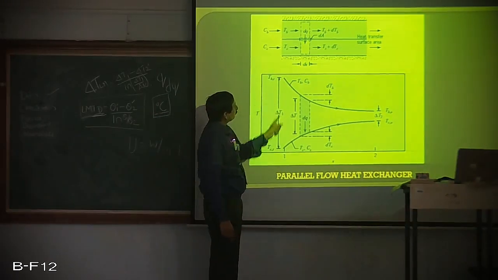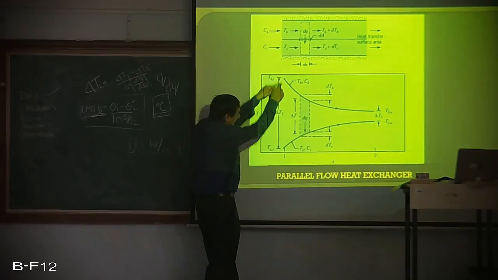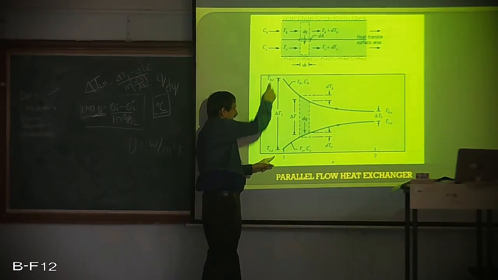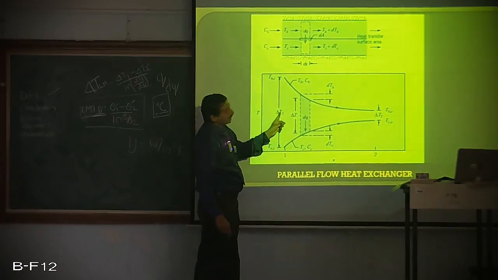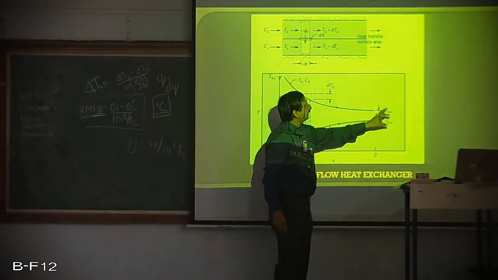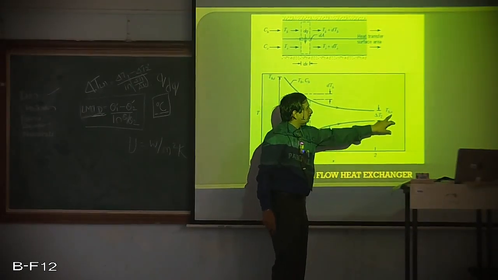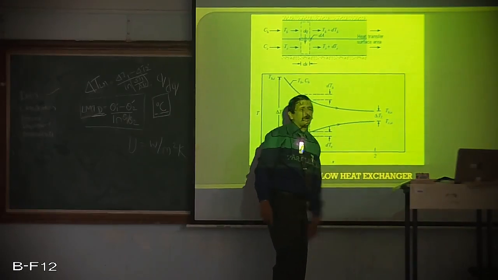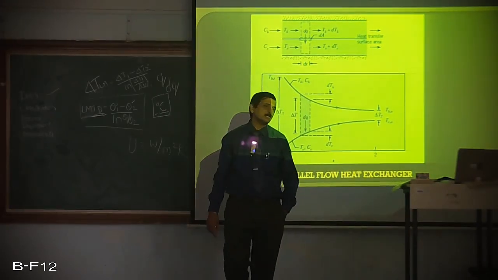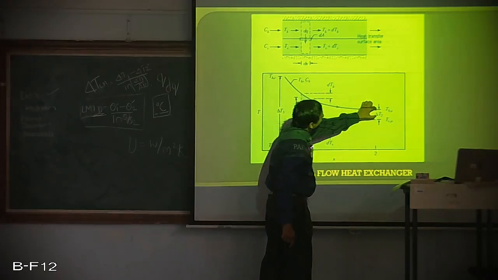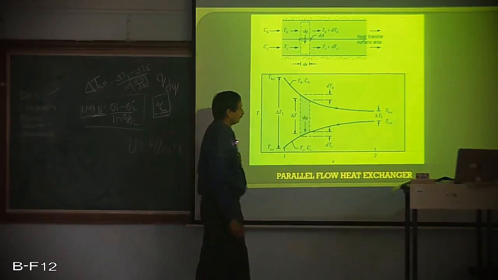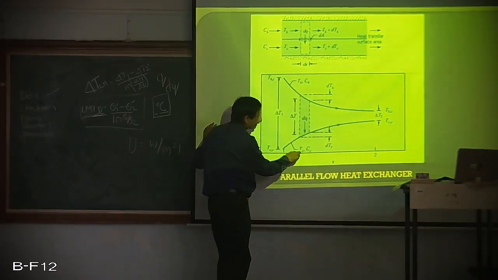Now, what is this delta T1? It is at the inlet. So T_HI minus T_CI will give delta T1. Correspondingly, T_HO minus T_CO, that is, the outlet temperature of the hot fluid minus the outlet temperature of the cold fluid, will give delta T2.